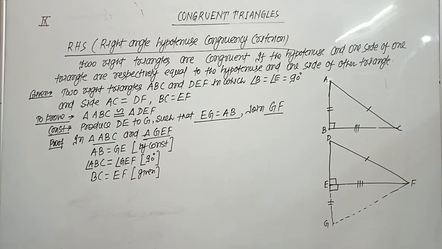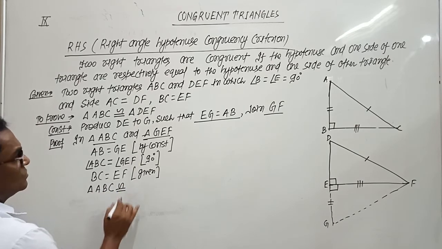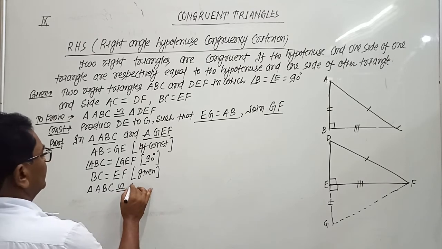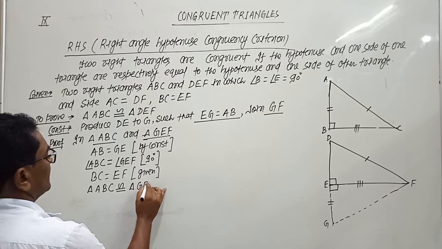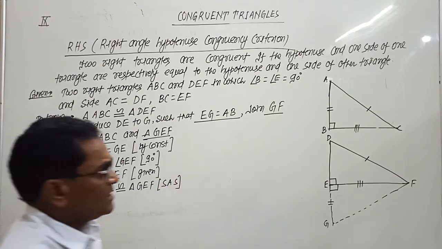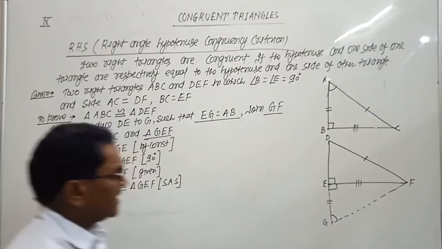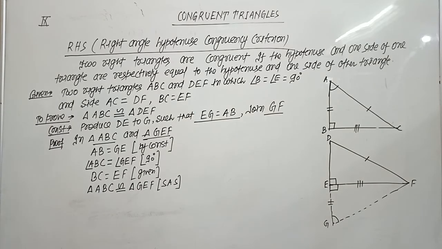So in these two triangles, two sides and one angle are equal. Therefore these two triangles are congruent: triangle ABC is congruent to triangle GEF by the SAS criterion, and by CPCT, angle A equals angle G.